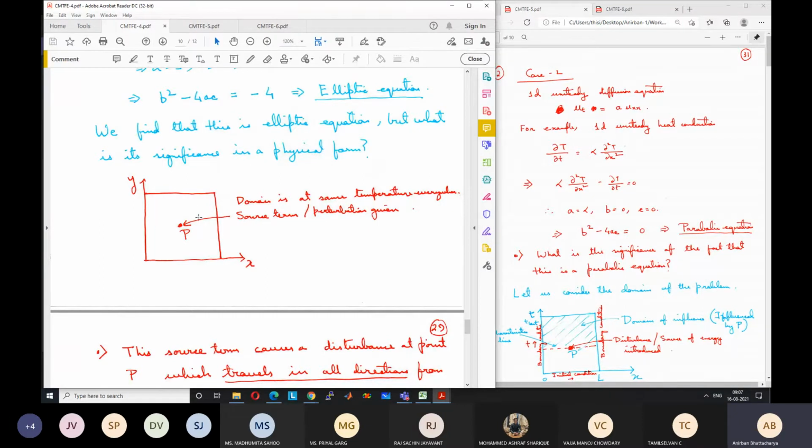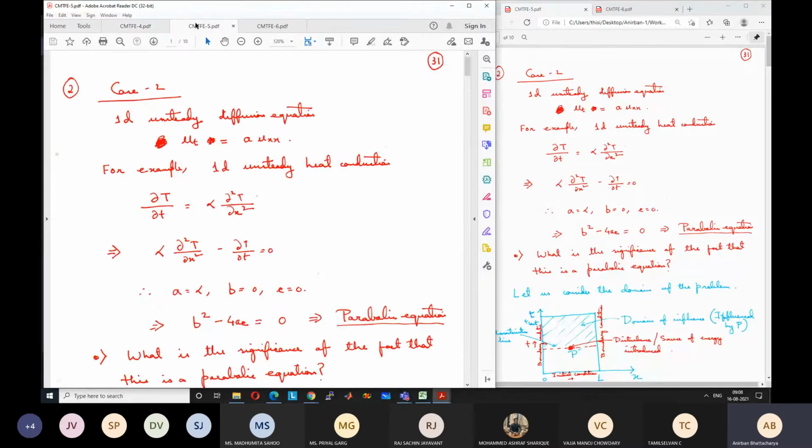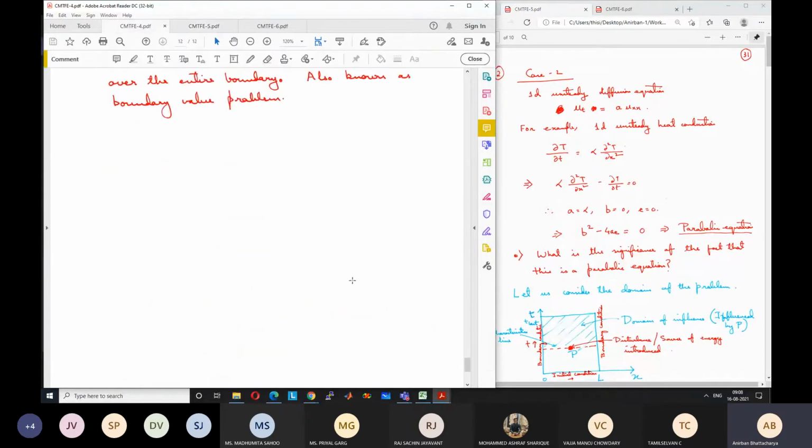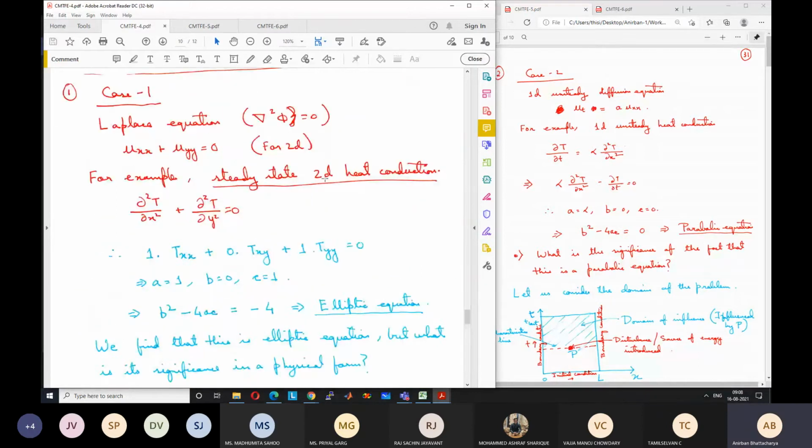And if any disturbance is introduced at any other point in the domain, that will influence this point instantaneously. The first one we had called the domain of influence. So the domain of influence of P was the entire domain, and the domain of dependence, the area on which P depends, was also the entire domain in this case for an elliptic equation. That also we had discussed. The first type of equation we had taken was the example of the steady state 2D heat conduction equation, which is a type of Laplace equation.